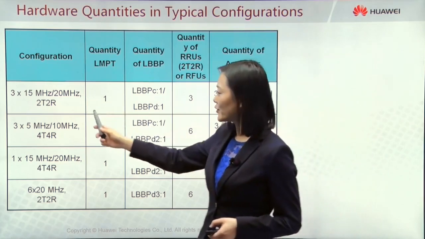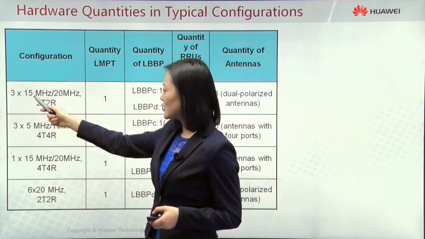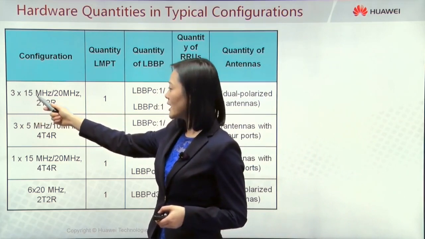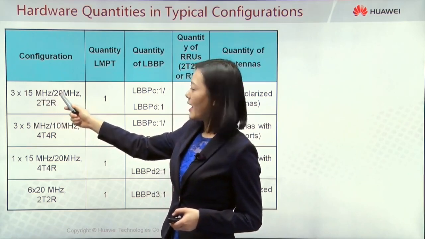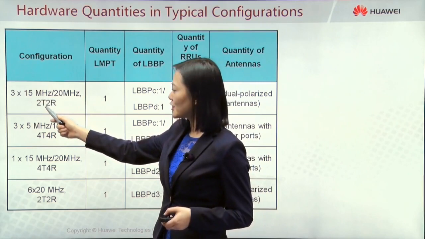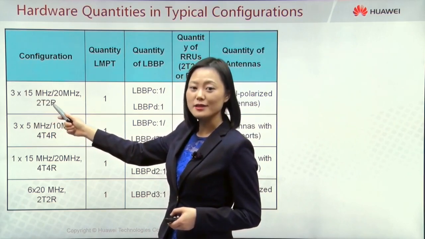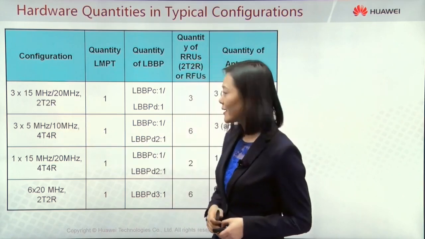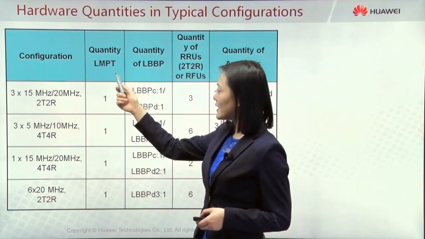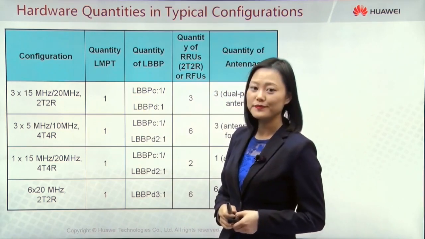This site configuration is like this, with 3 cells, and each cell working on the bandwidth 15 MHz or 20 MHz. And the site antenna configuration for each cell is 2T2R, meaning 2 channels for transmission and 2 channels for receiving. So for the main processing and transmission board, 1 is enough.